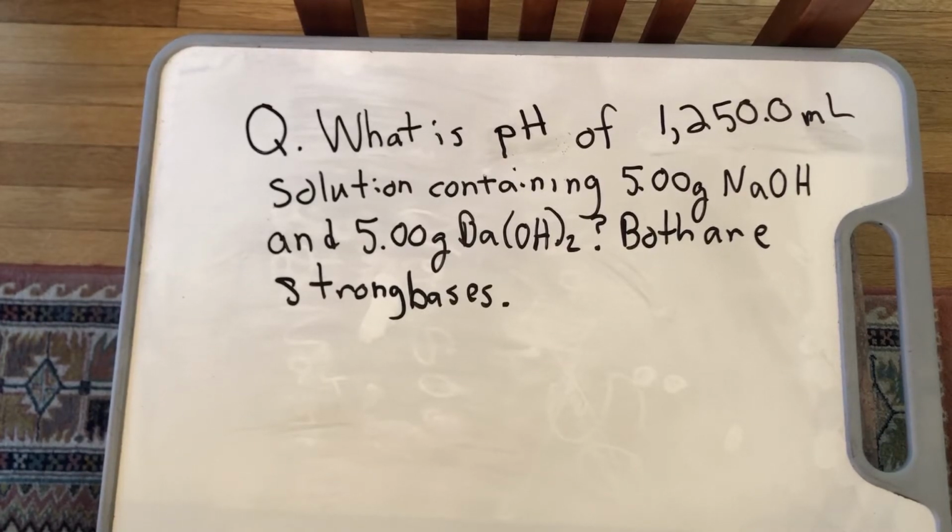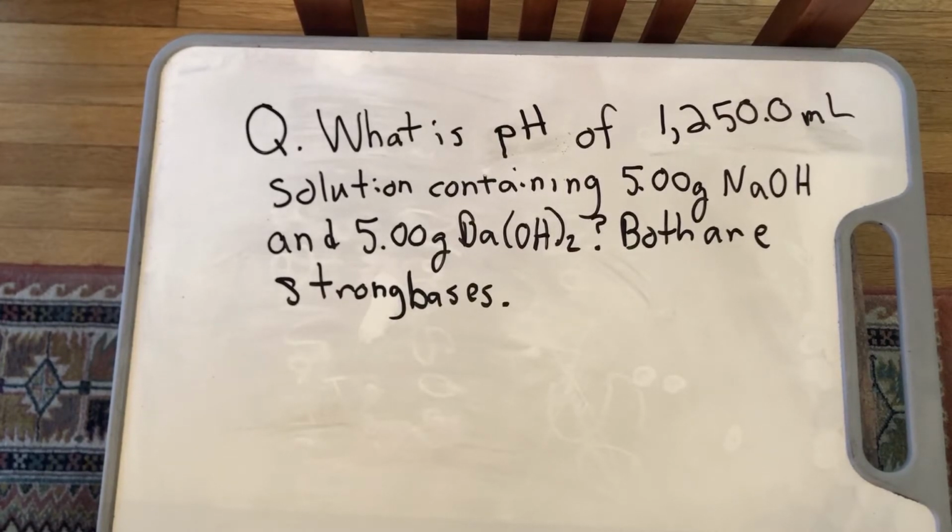So the first thing we're going to have to do is find the moles of those 2 compounds. The moles of hydroxide from sodium will be the same as the moles of the compound, but for barium hydroxide, we'll have twice as many moles of hydroxide as moles of the compound. Then we have to keep moving. Moles isn't going to work by itself.